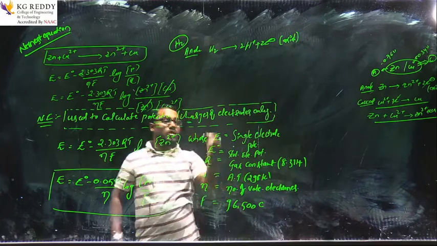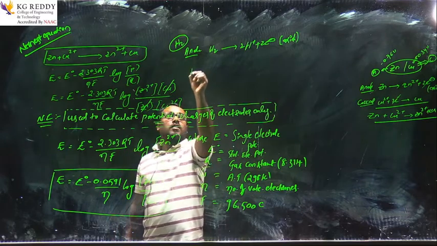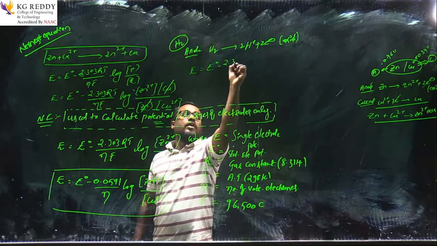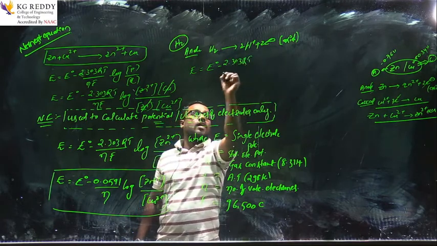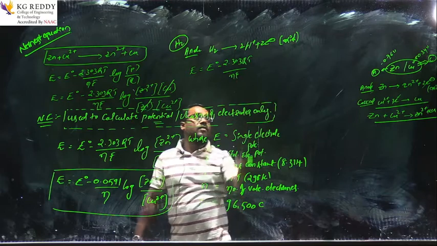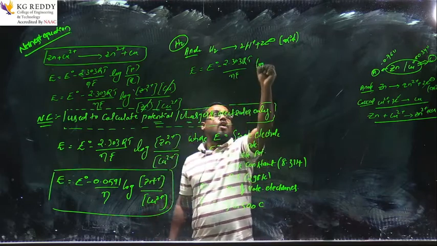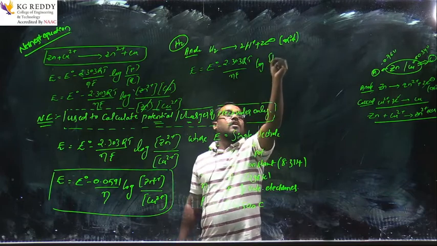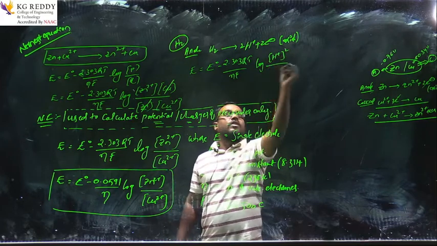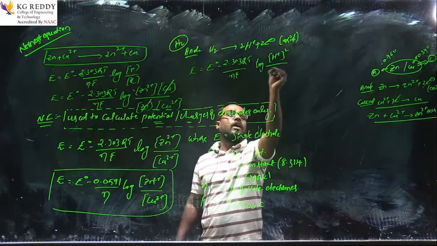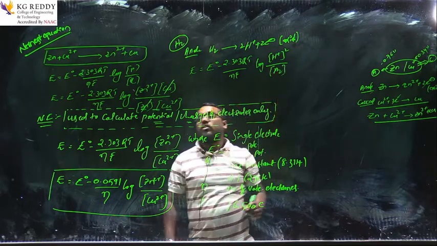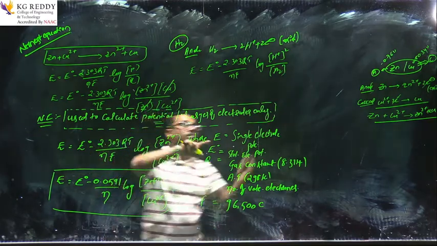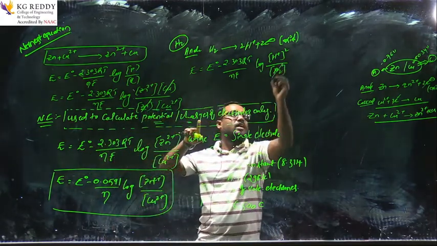So what is the Nernst equation? The Nernst equation is E equal to E naught minus 2.303 RT by nF, log of concentration of product by concentration of reactant. What is the product? Concentration of H+ whole square, divided by the concentration of reactant, meaning only hydrogen you are going to take. The Nernst equation is used to calculate the potentials or charges. This hydrogen doesn't have any charge.